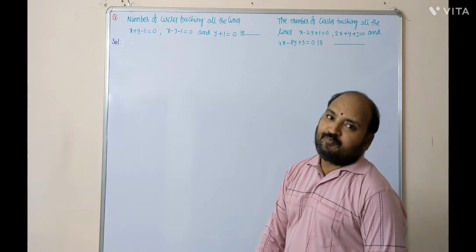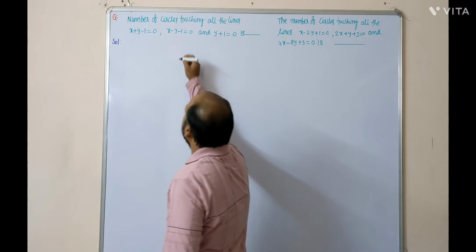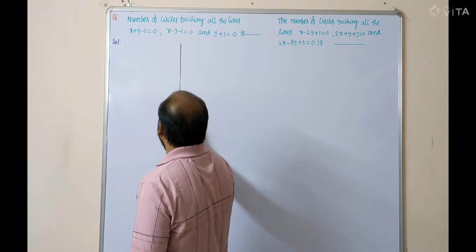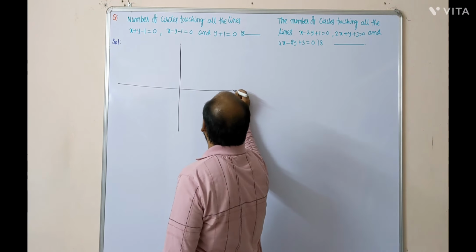The first question: the number of circles touching all the lines. Here 3 lines are given. The second question is also of the same category. How to solve this type of problem in the examination if it comes? First, draw the given lines in the coordinate system: x-axis, y-axis, x dash, y dash.